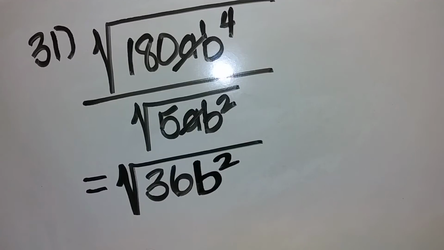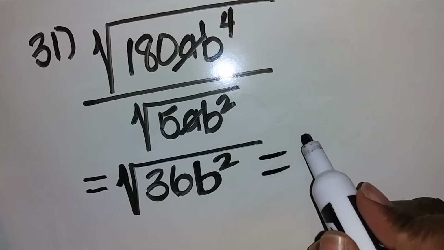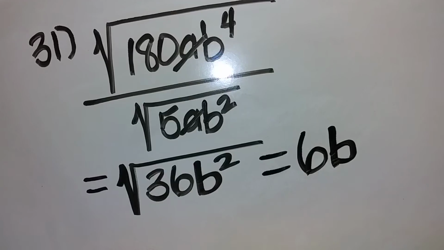Okay, so again, remember those properties of exponents. When I divide, I subtract the exponents. So the a's canceled out. Or we can think of a to the 0 power equals 1. And then we have b to the fourth divided by b to the second, which is 4 minus 2, which is b to the second. I need two of the same. So the square root of 36 is 6. And the square root of b to the second is b. And that is my answer.